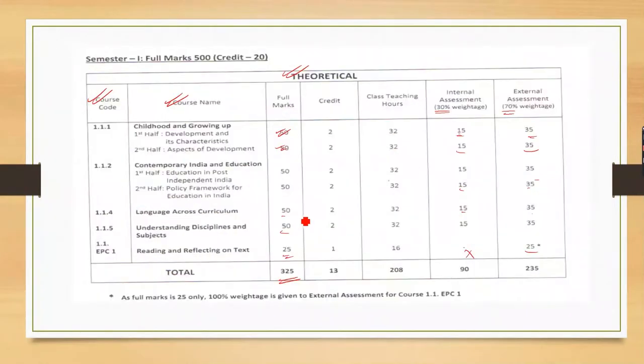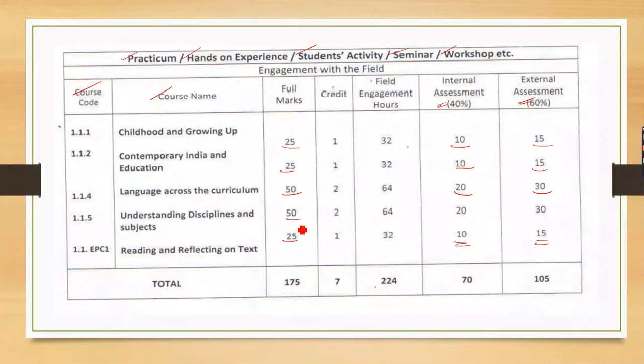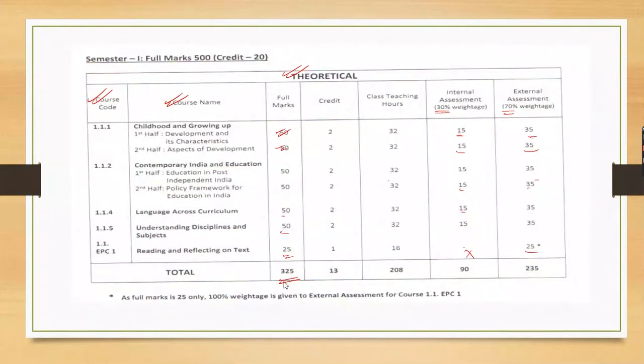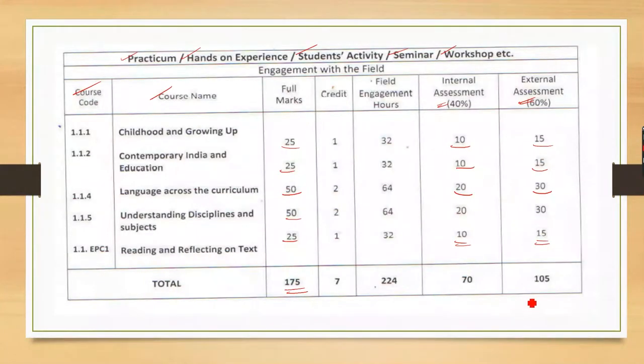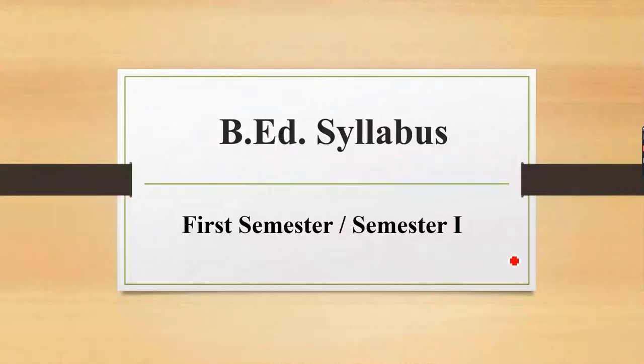And one more thing you can notice is for the last course, which is reading and reflecting on text, you won't be having any internal assessment for theory exam, but for practical you'll be having internal as well as external assessment. So here you can see that for your practical examination, total is 175 marks. So 325 and 175. So you are going to write a total examination of 500 marks. So first semester B.Ed is going to carry a total of 500 marks, out of which 325 is going to be your theory and 175 is going to be your practical examination, okay. So this much is the syllabus of B.Ed for first semester.